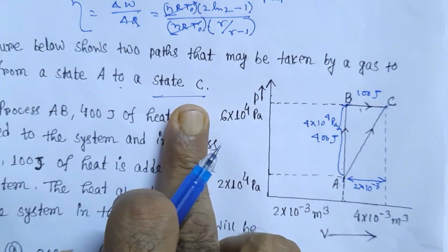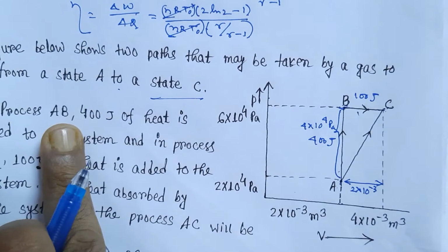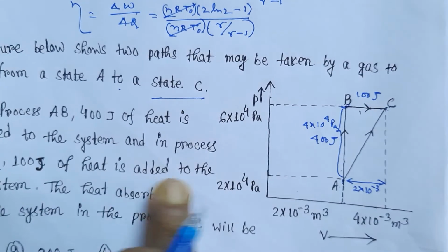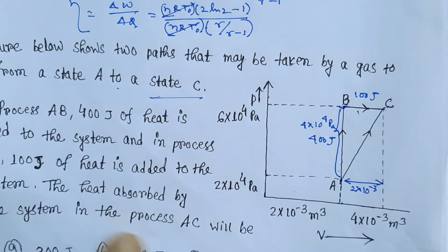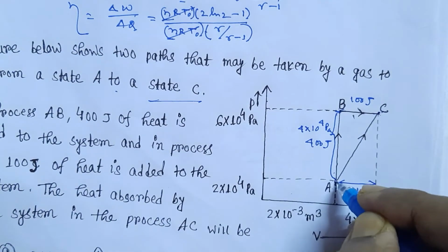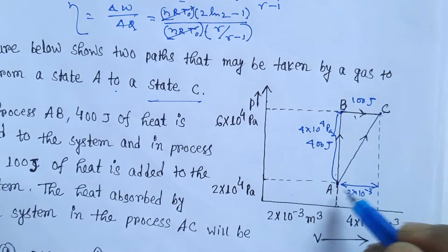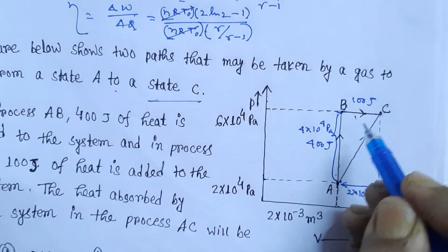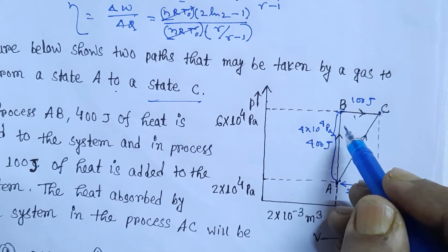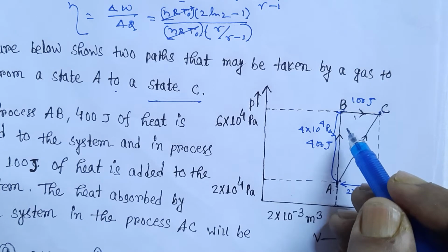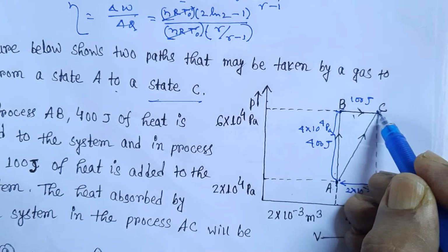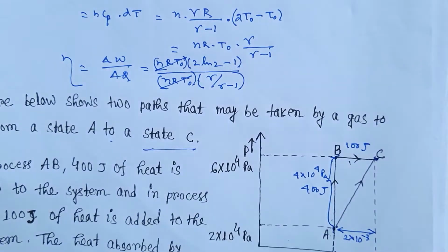Gas from state A to state C. In the process AB, 400 joule heat is added to the system, and in the process BC, 100 joule heat is added to the system. The heat absorbed by the system in the process AC will be. As the initial state is A and the final state is C, the change in internal energy in both processes is the same. So we are to calculate only the heat taken by the system. Now, in the whole cyclic process, how is the heat taken? In the process B to C, heat taken is 40 joule. Now, what is the total heat taken by the system?